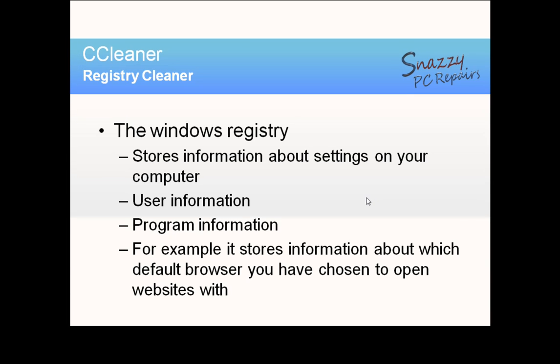The Windows registry basically stores information about various settings on your computer. This can be anything from user information, like your login information, to individual program information. As an example, it may store information about the default browser you've chosen to open websites with. So for example, my default browser at the moment is Firefox, and the registry will store information saying that when I go to open a website, it'll open it in Firefox.